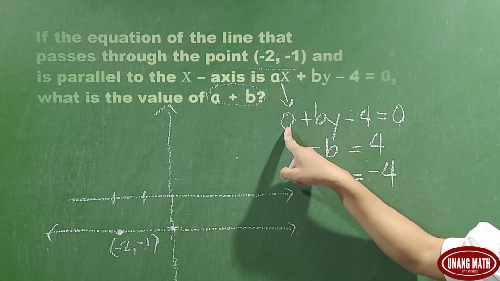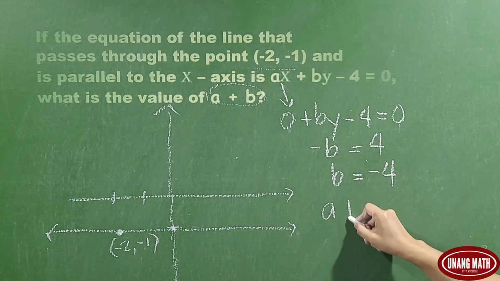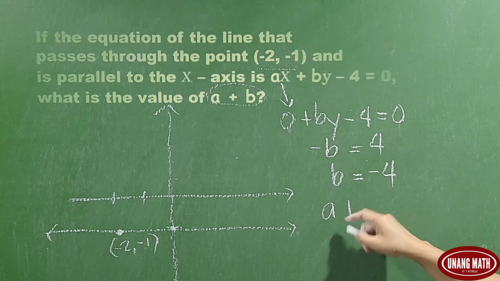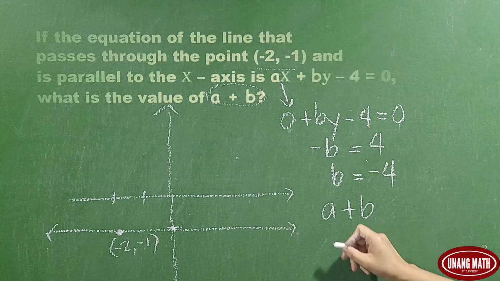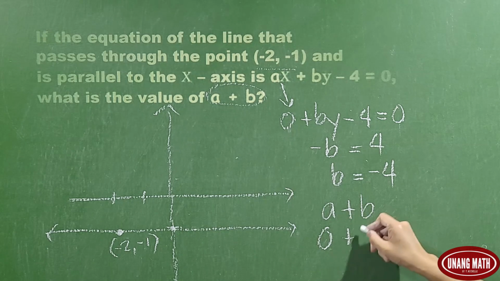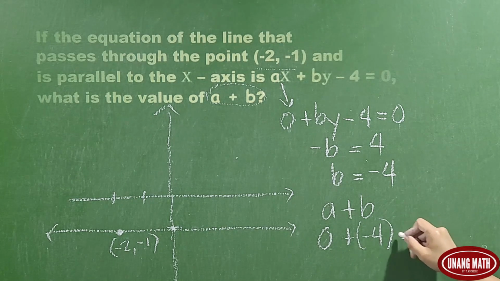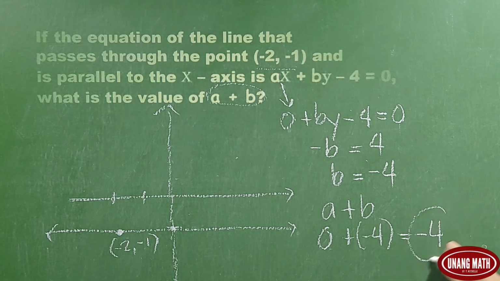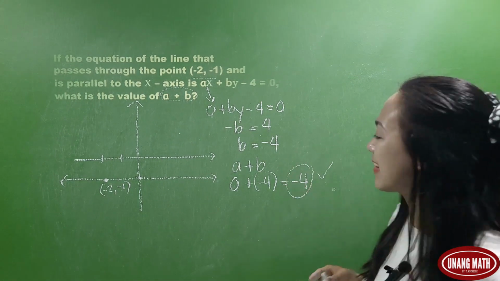So if a is 0 and b is negative 4, then a plus b would be equal to 0 plus negative 4. And that is equal to negative 4. So a plus b is negative 4.